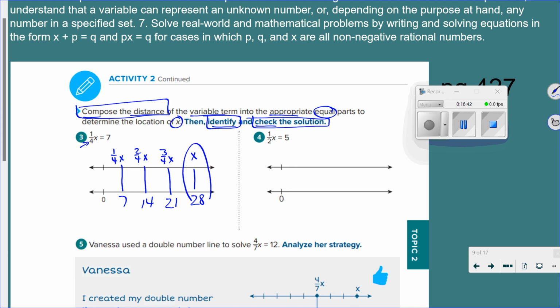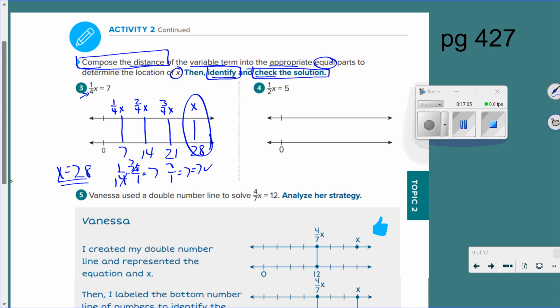But then we're also supposed to check it, meaning I put it back into my original equation. 1/4 times 28/1 equals 7. I can divide both those by 4. It gives me 7 and 1. 7/1 equals 7, which equals 7. So we have a check. For those who do not like doing reductions, 1 times 28 is 28. 4 times 1 is 4. 28 divided by 4 is 7, which equals 7.